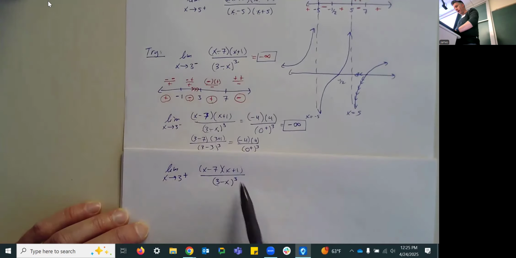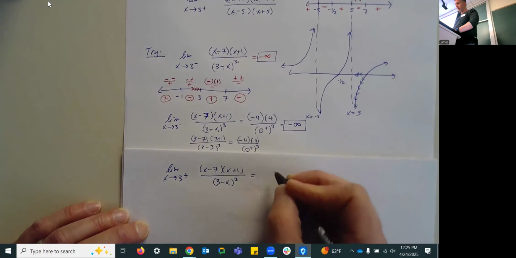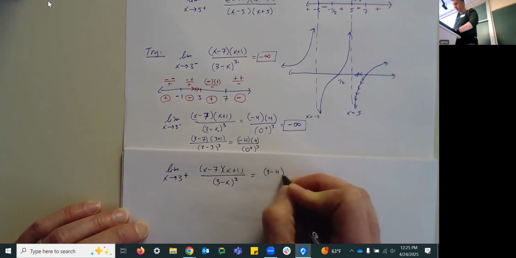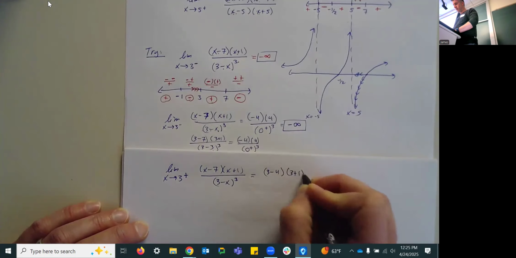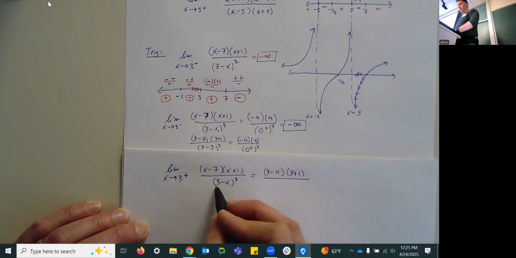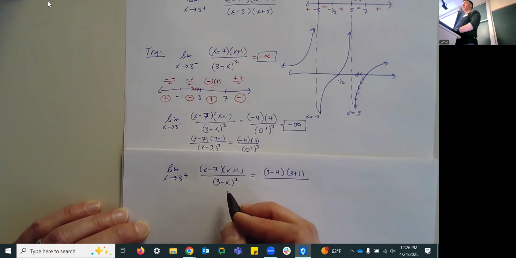But if I do it the way I like to do it, plugging in 3, I'm going to get 3 minus 7 on top, times 3 plus 1, divided by 3 minus a number a little bit bigger than 3.